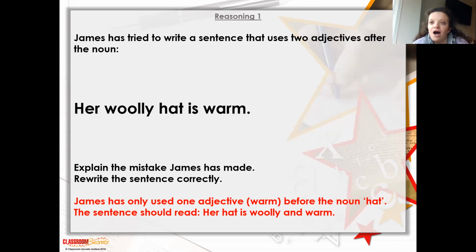Okay, well done. I would like you now this afternoon for the rest of your SPAG lesson to write me a few sentences, some that have the adjectives before the noun and some that have the adjectives after the noun. Okay? Have a go, explore, experiment, have fun, and I'll see you soon.